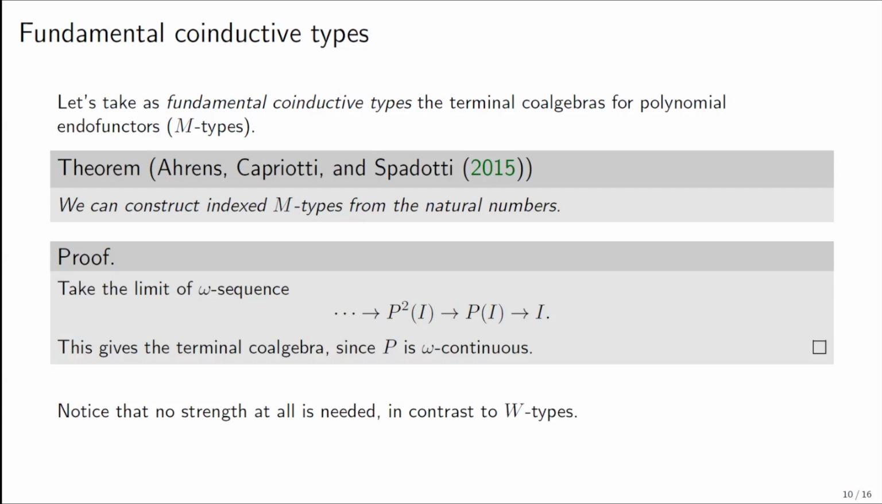So you just start with the terminal object in the types over I, which is I itself with the identity map. And then you apply P to that, since it's a functor that has an arrow to the terminal object, and you apply the functor again, and then you get an omega sequence, and you take the limit, and that's the M type. That's the terminal coalgebra. So you don't need anything at all for these fundamental coinductive types. And this is in stark contrast to the case of W types, where, of course, you require the strength of iterated inductive definitions plus or minus, depending on how strong your universes are.